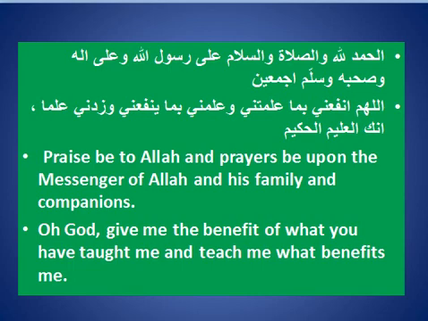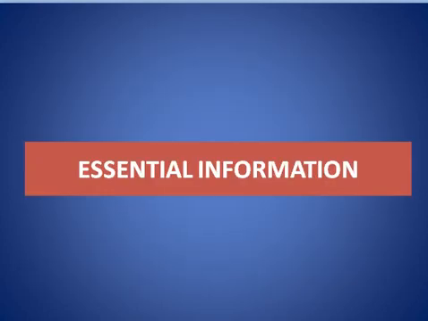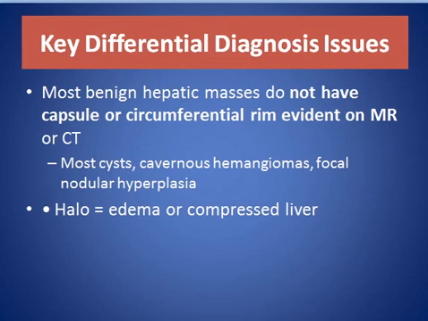My topic today is about liver lesion with capsule or halo on MRI. Key for the differential diagnosis: most benign hepatic masses don't have capsule or circumferential rim evident on MRI or CT. Most cysts, cavernous hemangiomas, focal nodular hyperplasia. What is halo? Halo is edema or compressed liver tissue surrounding a lesion.